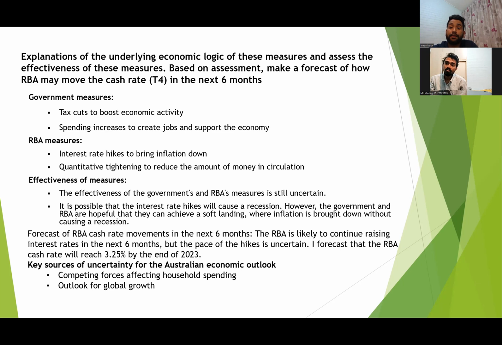So here, we got some math, and according to the previous statement, give me the math forecast of RBA cash rate movement in the next 6 months. The RBA cash rate is currently 2.35% based on a previous statement. I forecast that the RBA cash rate will reach 3.25% by the end of 2023. This represents a total increase of 90 basis points. Here is a mathematical breakdown of my forecast. November 2023, 2.5%.